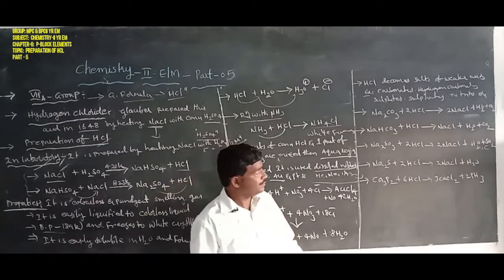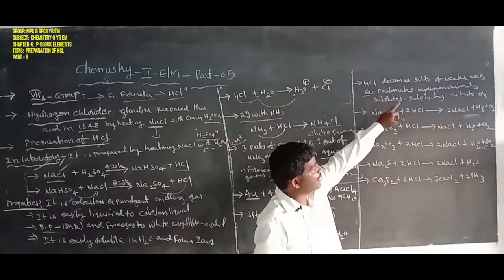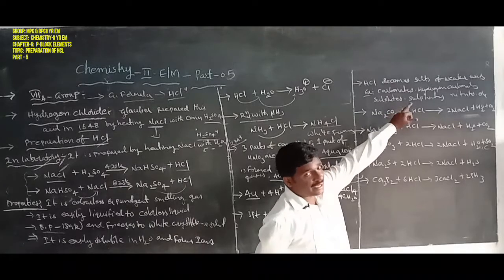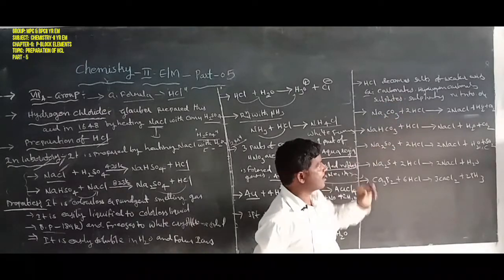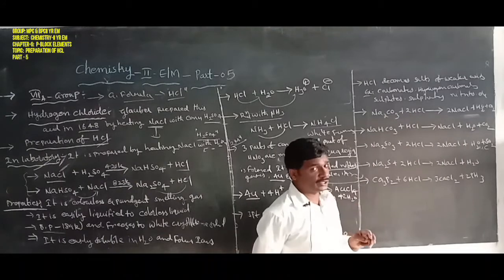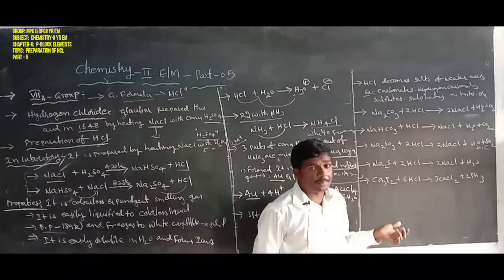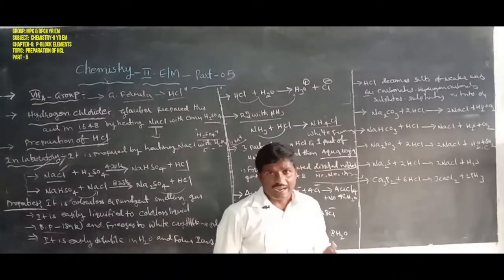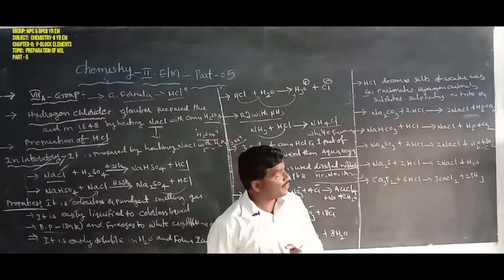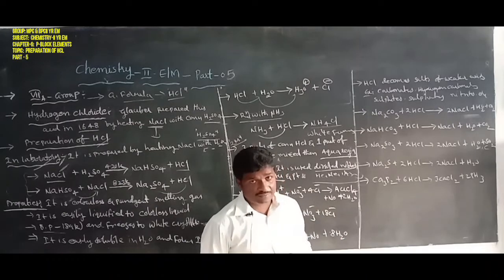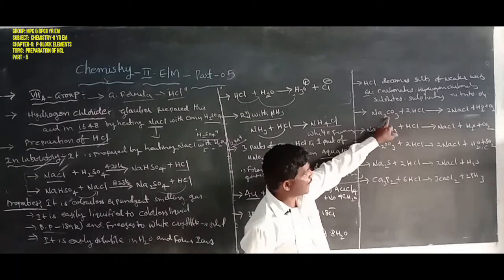Next, another property: hydrochloric acid decomposes salts, also known as salts of weaker acids, like carbonates, bicarbonates, sulfides, sulfates, nitrites, phosphides. Here, hydrochloric acid decomposes salts of weaker acids, like carbonates, sodium carbonate.